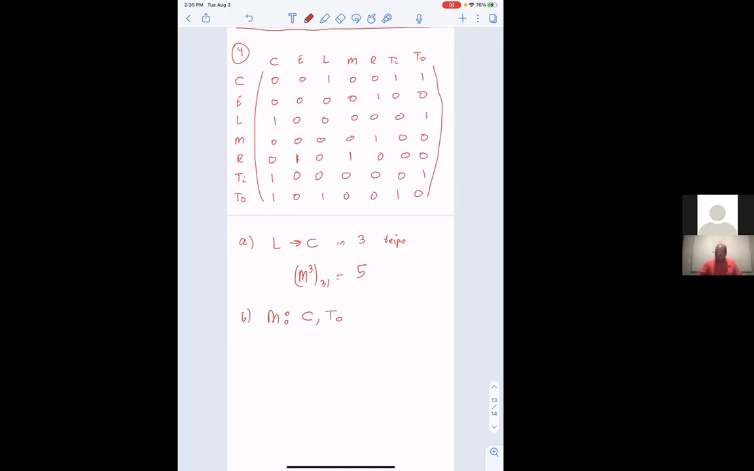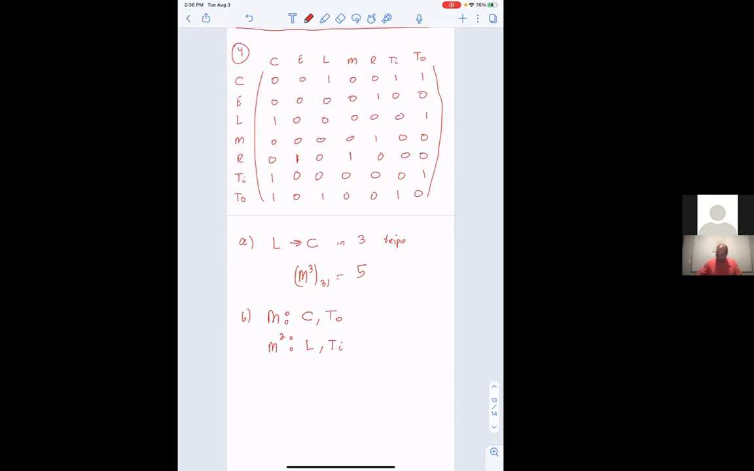If I do H squared, and I look at the second to last row, I can now add L and TI. If I go to M to the third power, and I look at the second to last row, I have the first, the third, CL, Tyree, and Tobermory, which I already have.